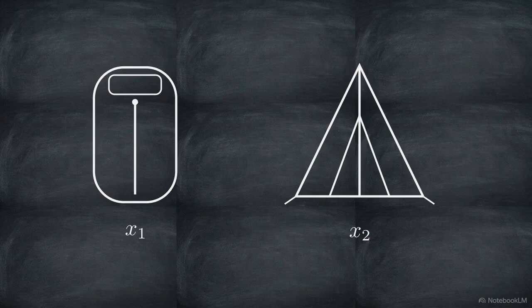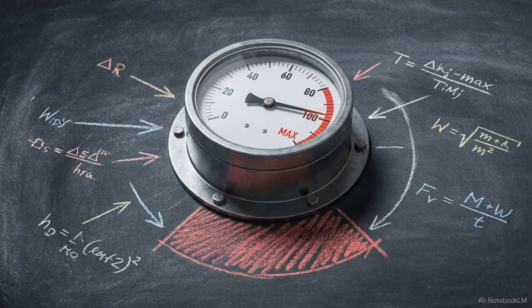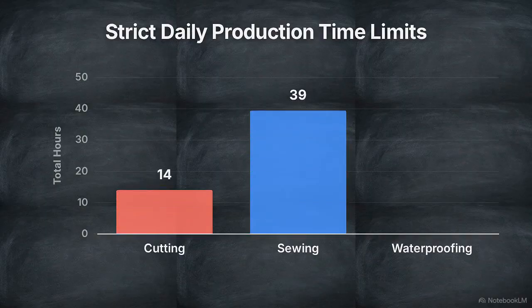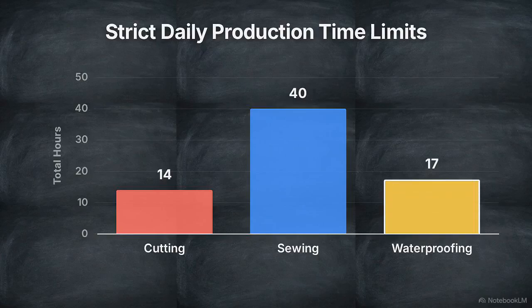Based on their margins, every sleeping bag yields $50, and every tent yields $30. If resources were infinite, production would be infinite, but physical constraints cap daily output. The factory is limited to 14 hours for cutting, 40 hours for sewing, and 18 hours for waterproofing.